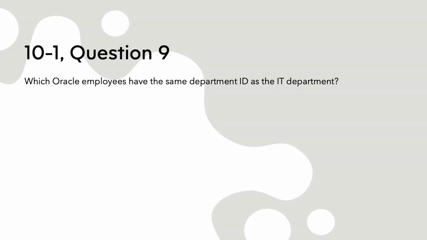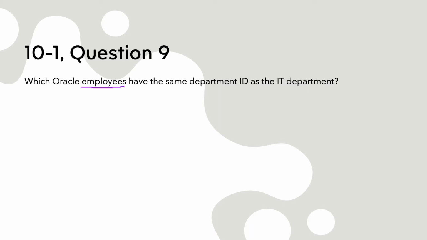The next question we're going to go over is question 9 from section 10-1. And this question reads, which Oracle employees have the same department ID as the IT department? So we know that we want to select from the employees table when we write our select statement. And we're going to use a subquery for this question.